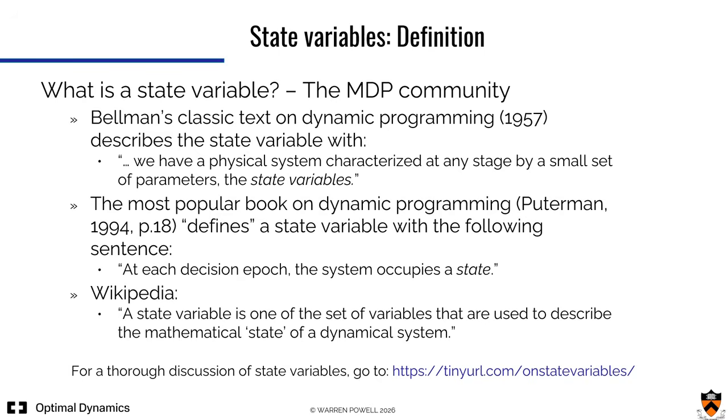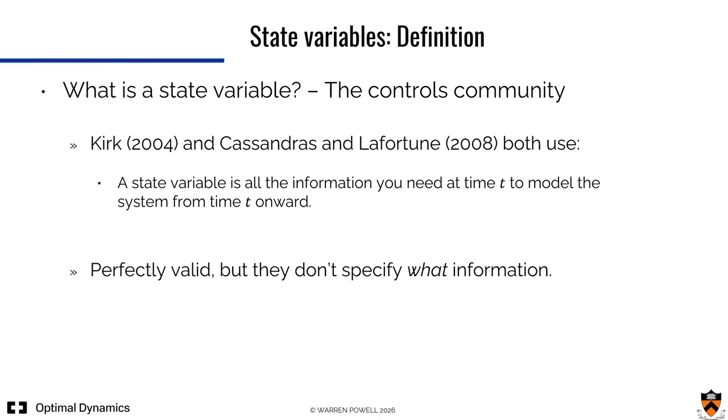I have a more thorough discussion of this, but to highlight, the good news is there are some books that have what I consider to be a perfectly good definition of a state variable: Kirk, 2004, and the book by Cassandras and Lafortune in 2008. These are both classic optimal control books, deterministic control. I'm paraphrasing, but both of their definitions are equivalent to: a state variable is all the information you need at time t to model the system from time t onward. Absolutely fine. That is what a state variable is.